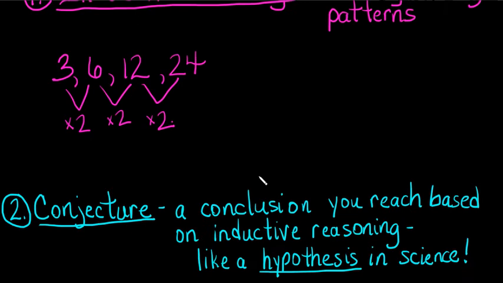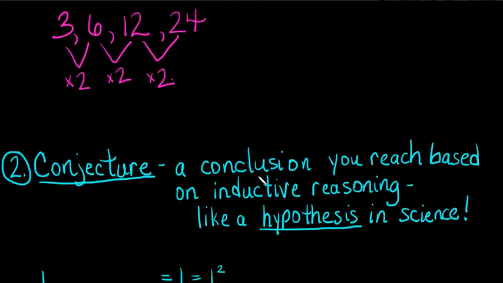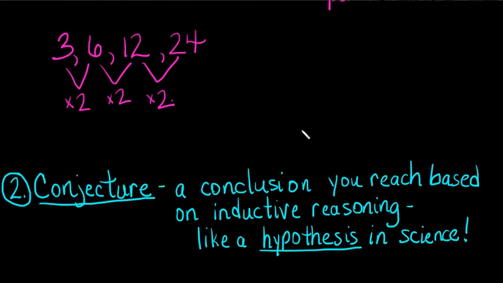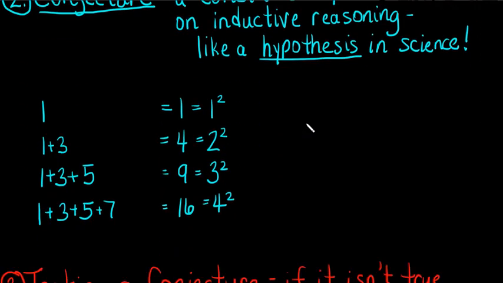All right, another tool we're going to use in geometry is conjectures. You probably know the word hypothesis a little bit better. A hypothesis is like a conjecture, except it's in science. It's a conclusion that you've reached based on the reasoning that you've done, the inductive reasoning that you've done. So I have an example of a mathematical conjecture here. All right, so let's take a look.